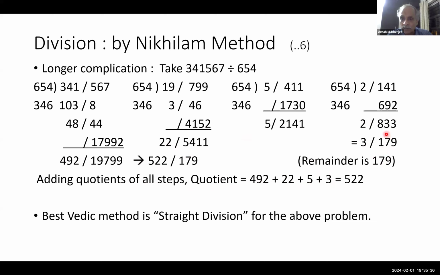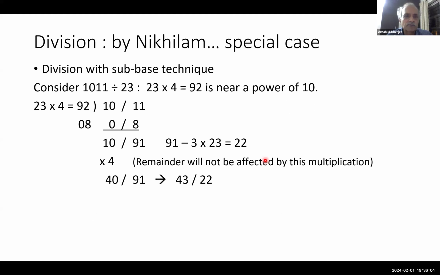So adding up all these things: 492 plus this 22 plus this 5 plus this 2 plus this 1, coming out of subtracting, because it's the same number of digits. Only subtraction will be applied here. 833 minus 644, this 1 and 179. So 492 plus 22 plus 5 plus 2 plus 1 is 522. So this procedure is no more good to apply. There will be other methods.